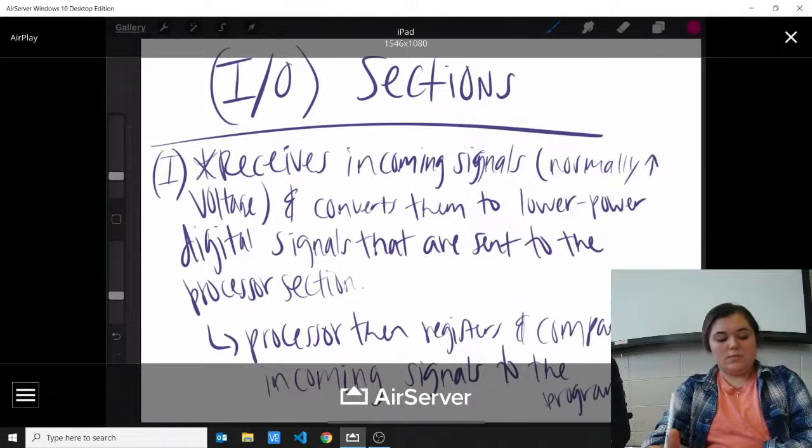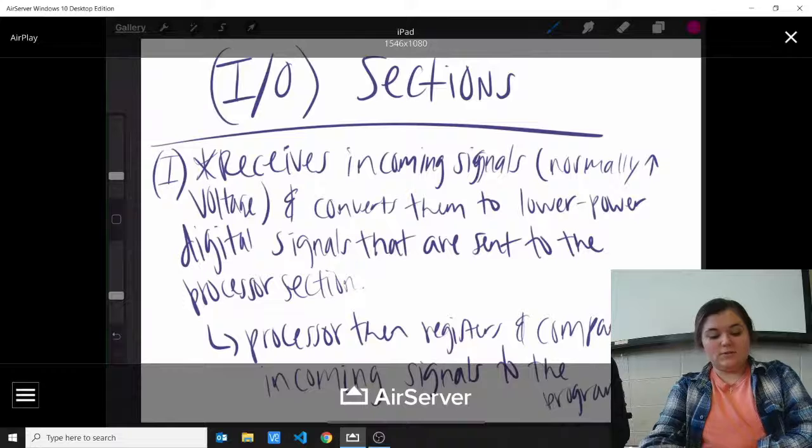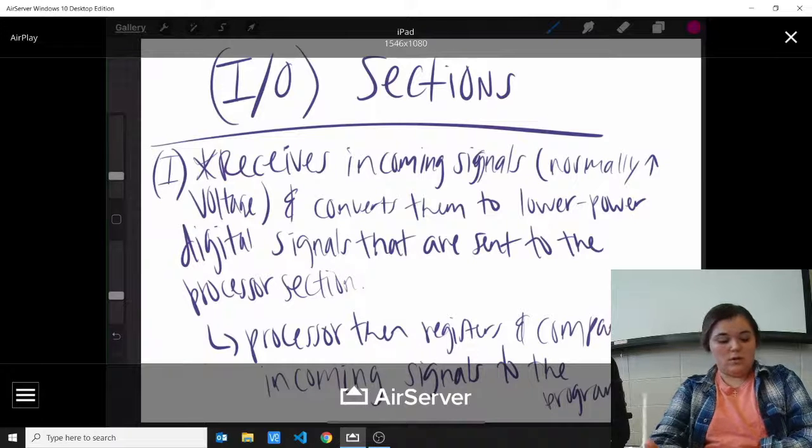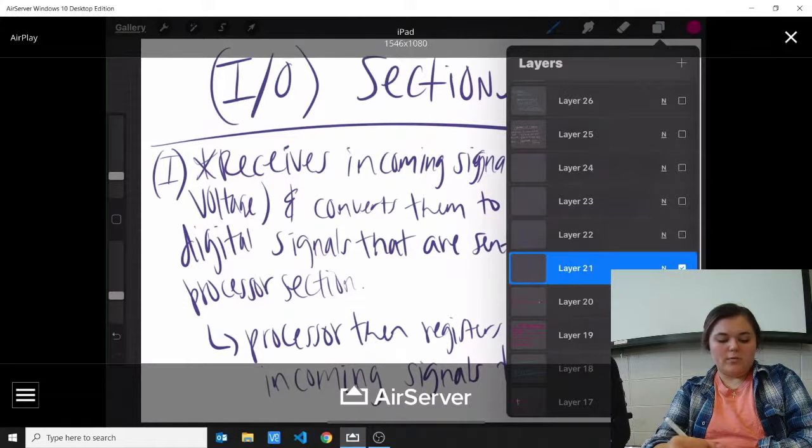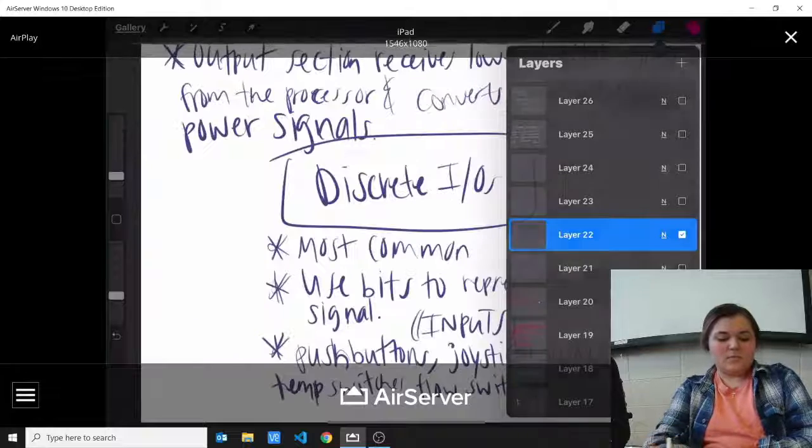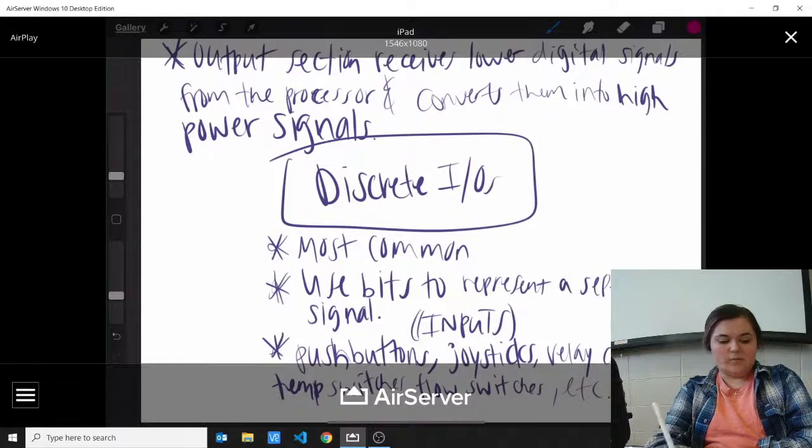So the input receives the incoming signals in their normally higher voltage and converts them to lower power digital signals that are sent to the processor section. And then that processor registers and compares the incoming signals to whatever it's programmed. And then our output receives lower digital signals from the processor and converts them into higher power signals and sends them out to whatever output device it needs to be sent out to.